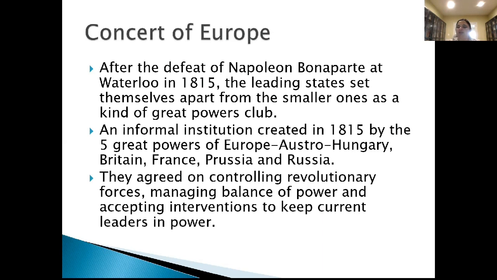Then they agreed on controlling revolutionary forces, especially the French Revolution, which shook entire Europe. Then how to manage the balance of power. And they also accepted how to keep the current leaders in power. Most of you, if you know Henry Kissinger's doctoral thesis, was on this 1815 treaty, on the role of 2 statesmen, especially one of Austria, that is Metternich, and Lord Castlereagh of Great Britain.